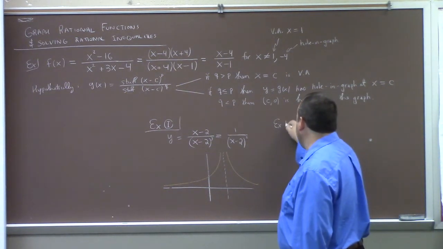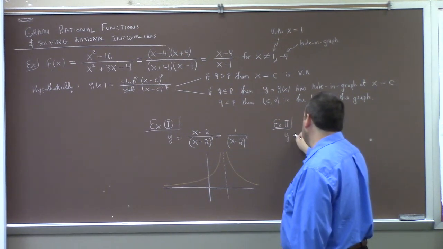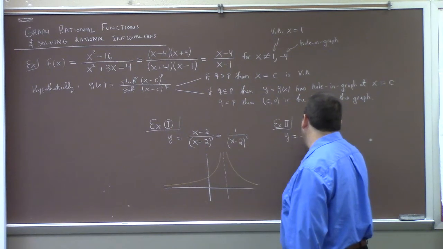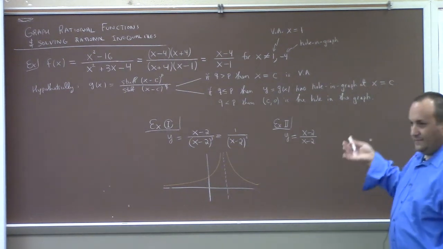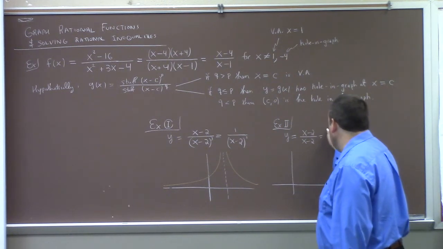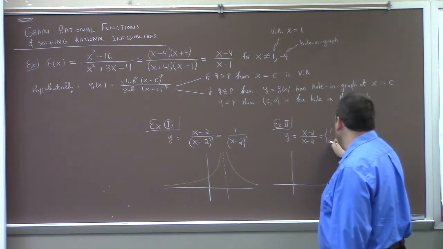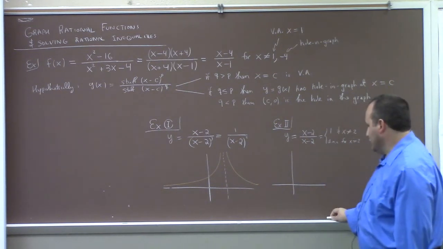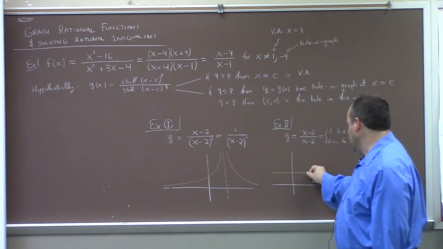Example 2, if they're equal, like that, for example. So here they're equal. Then this is just equal to the constant function. This is like one of my first examples, right? This is just equal to 1 if x is not equal to 2, and it's undefined for x equal to 2. So what that is just a hole, like that.